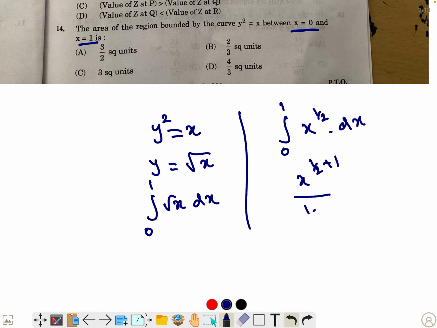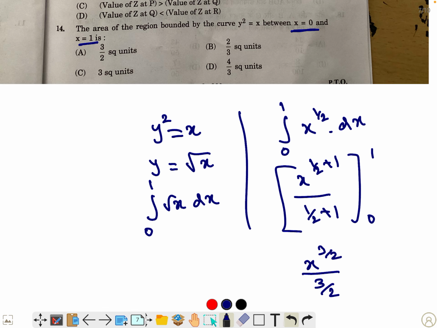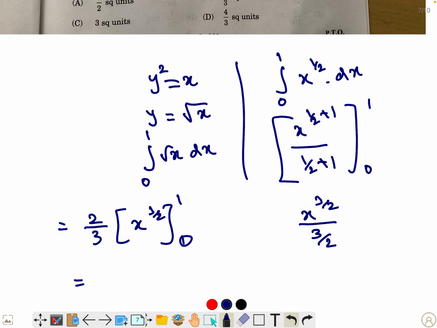X power 1/2 plus 1, so there is no c because we have a definite integral. For a definite integral, we don't have the c value, so x power 3/2 divided by 3/2, which can be written as 2/3 into x power 3/2. The limits are 0 and upper limit 1. If you substitute, 2/3 times (1 minus 0), you will get 2/3.